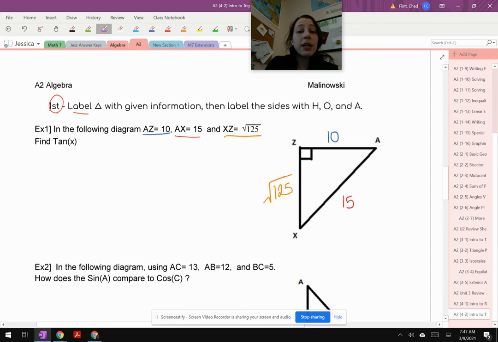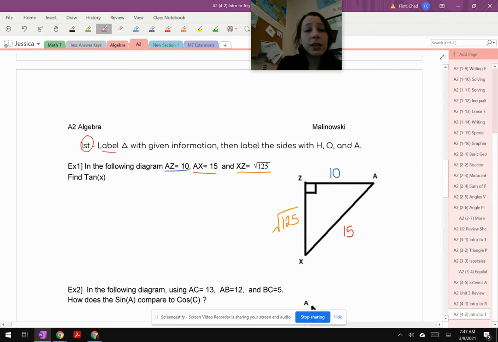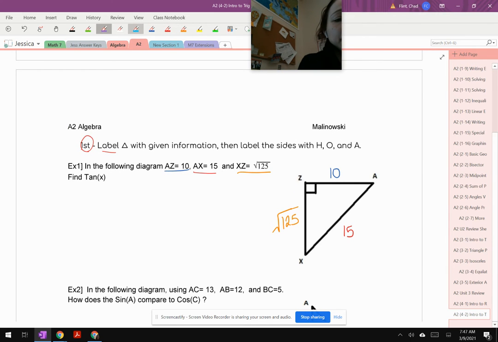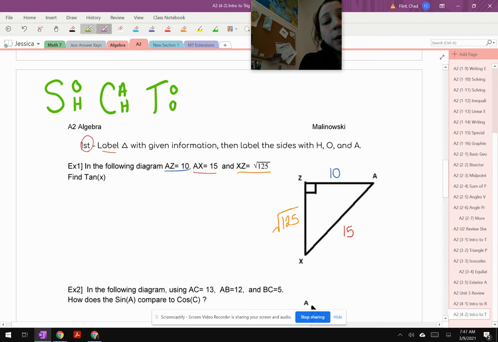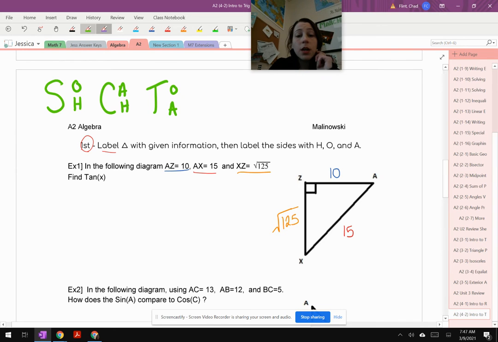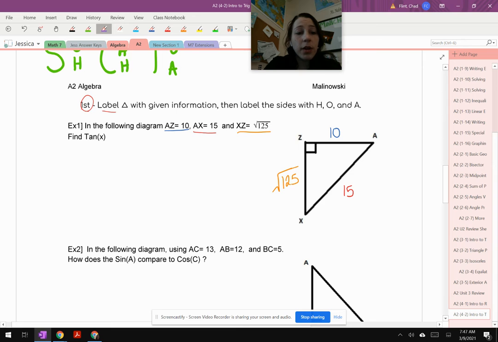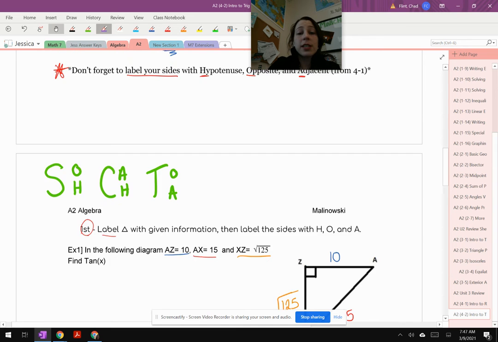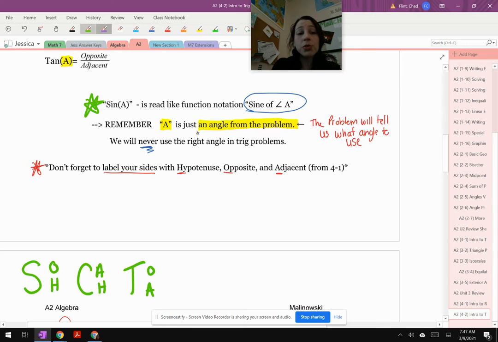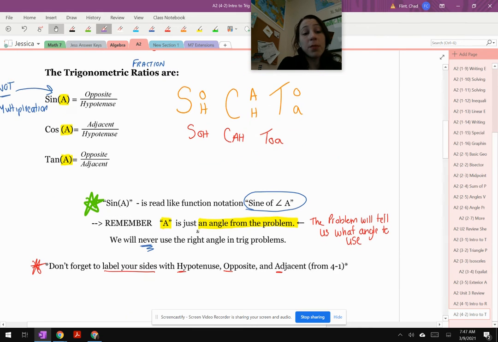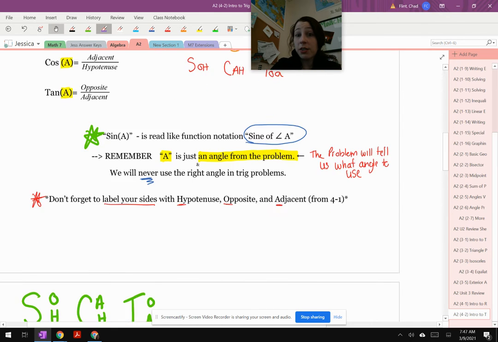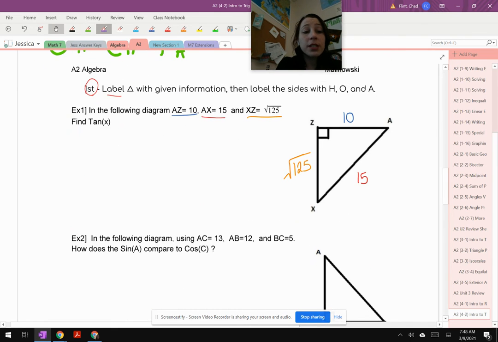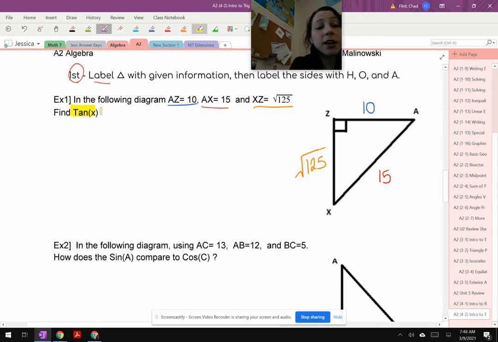Okay, so then, again, remembering, I'm going to actually write that acronym up at the top here, SOHCAHTOA. If you can remember that, then you've got half the battle down because you just have to set them up. In example 1, I told you guys that they were going to tell us which angle to use. You just need to know where to find that. It's the letter that's next to the sine, the cosine, or the tangent in the parentheses. So in this example, they're asking me to find tan of x.